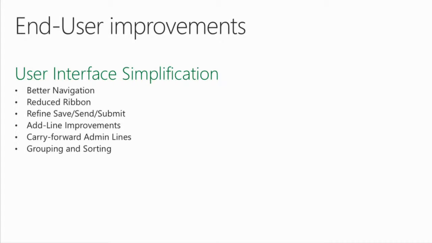The next thing that we introduced was carry forward admin lines. So if you define a set of admin tasks that you want to appear every week, this will automatically appear on your timesheet. And the last thing we did was add grouping, because everyone has their own way of structuring their timesheet, and they have their own view of how they want to slice and dice their timesheet data. So we introduced this ability to allow users to look at their timesheet and pivot on it based on their own preferences.